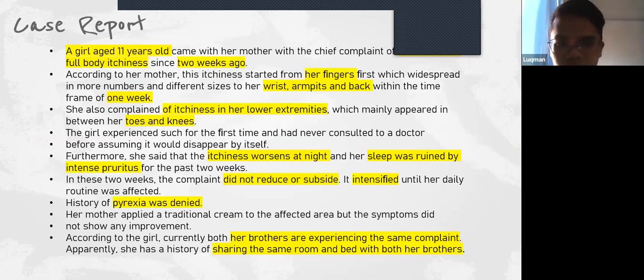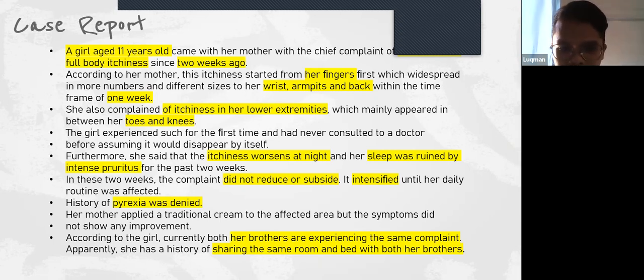The example of the case report is a girl aged 11 years old who came with her mother with a chief complaint of full body itchiness since 2 weeks ago. According to her mother, the itchiness started from her fingers, which is a very common site for scabies to go first, then widespread in more numbers and different sizes to her waist, armpits, and back within the time frame of 1 week. She also complained of itchiness in her lower extremities, itchiness being the major clinical manifestation of this infestation, which mainly appeared between her toes and knees.